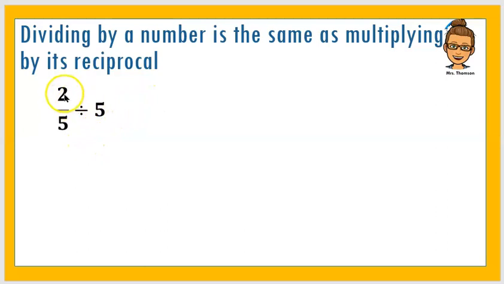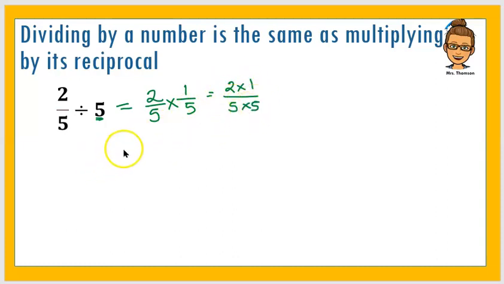So let us look at this example. 2/5 divided by 5. 2/5 divided by 5 is the same thing as saying 2/5 multiplied by the reciprocal of 5. What is the reciprocal of 5? 1/5. All right? So that is going to give us 2 times 1 over 5 times 5. 2 times 1 is 2. 5 times 5 is 25. So your answer is 2 over 25. 2/5 divided by 5 is 2 over 25.